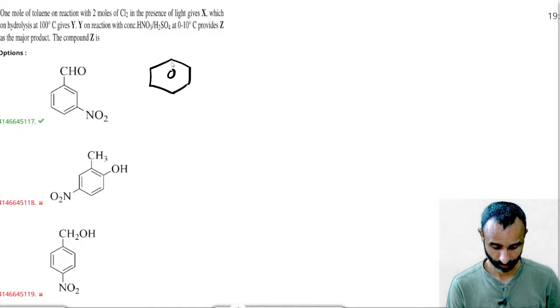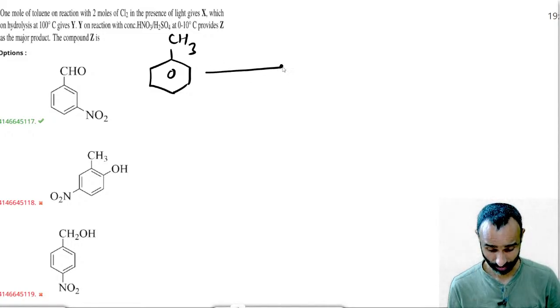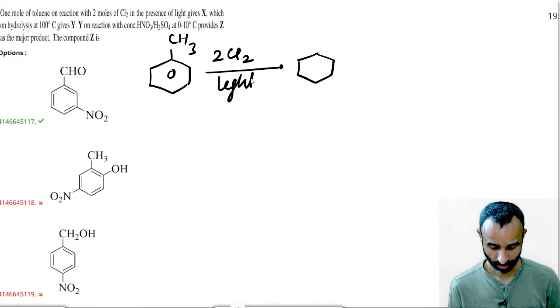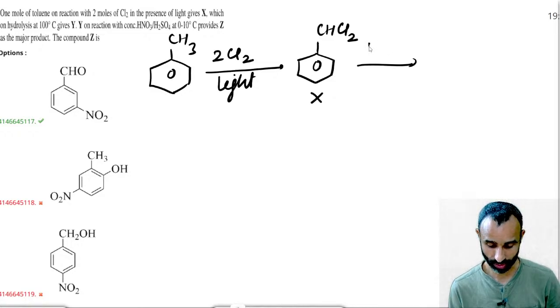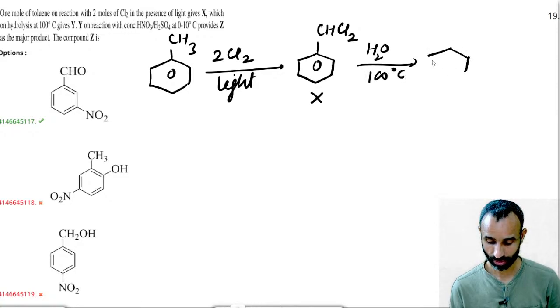2 moles of Cl2 in presence of light, which is X. So X is benzaldehyde, sir. Yes, 2 moles of Cl2 in the presence of light. So we get CHCl2. That is X, which on hydrolysis at 100 degrees Celsius gives benzaldehyde.